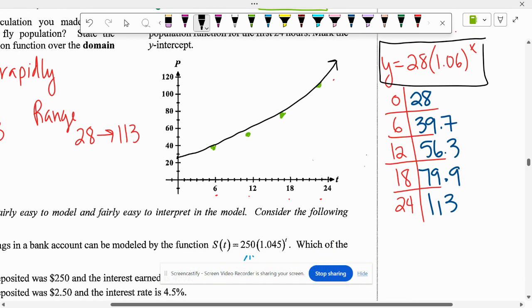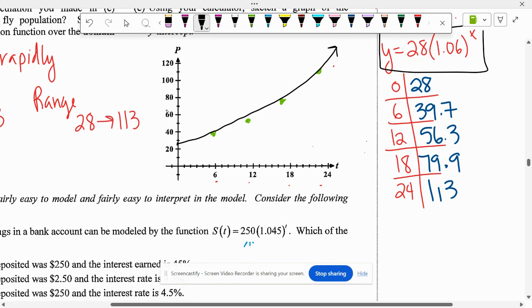Okay, second question, number 6. Someone read that while I get out the filled out notes. Someone read number 6 for me, please.